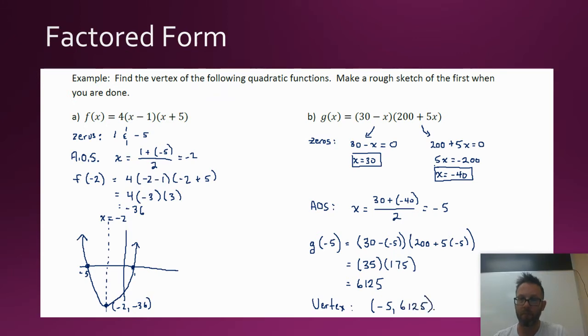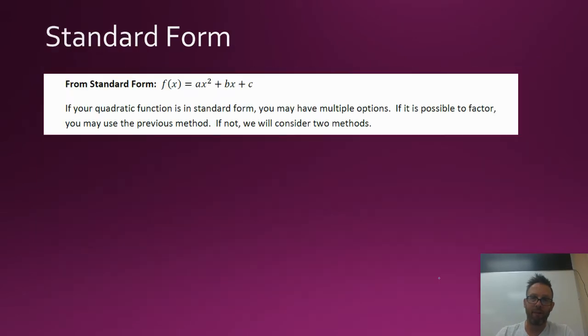6,125. So the big idea is that if you have factored form, you can find the zeros, and like in B, you might have to work a little bit for them. Find the axis of symmetry, plug in to find the vertex. All those steps, each one is manageable, so we can do it. All right, so that's when it's in factored form.